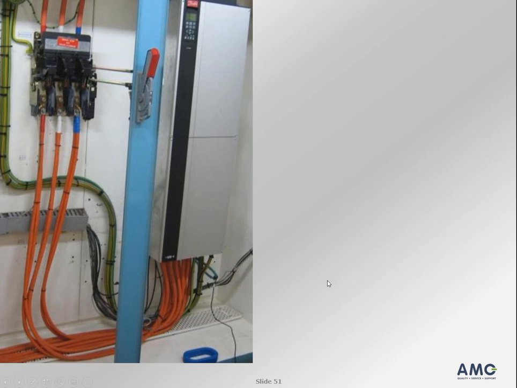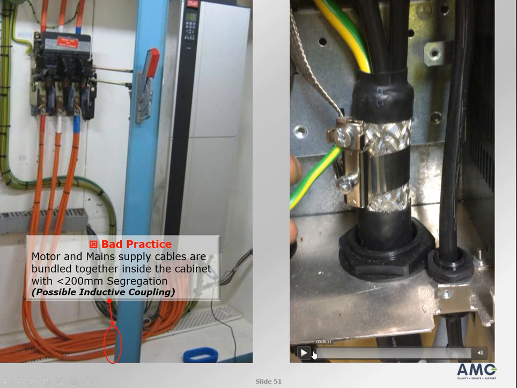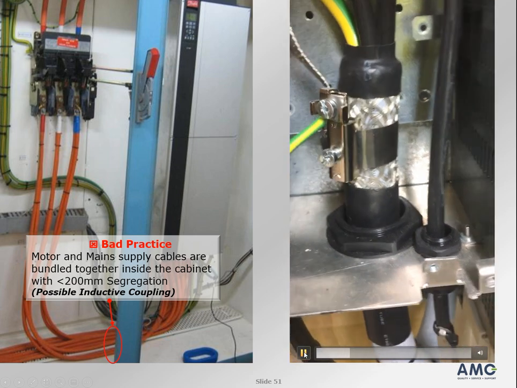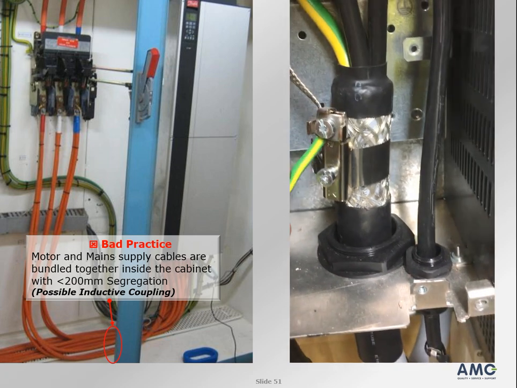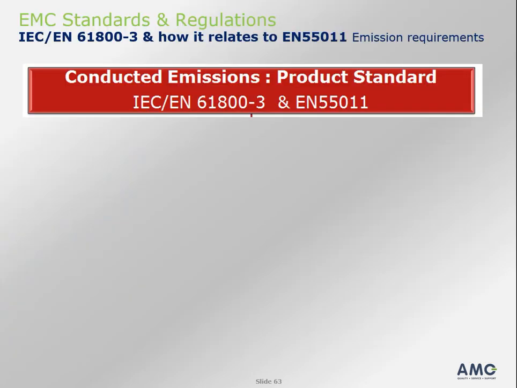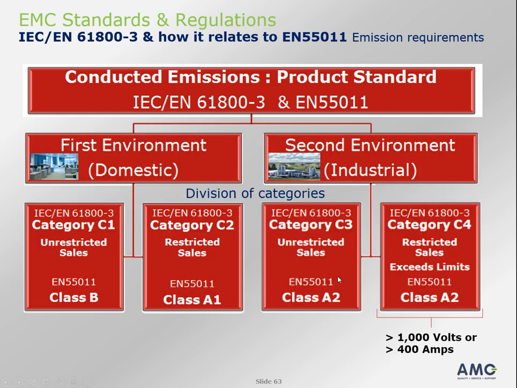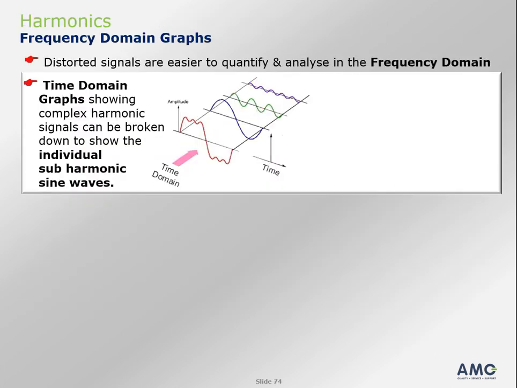And we go into installation examples showing various different types of installation and how they affect the system. We then go on to the standards and what the standards are, how they relate to your installation, and also how they relate to your variable speed drive. So you can decode what your variable speed drive manufacturer is telling you about the EMC classifications of their drives.